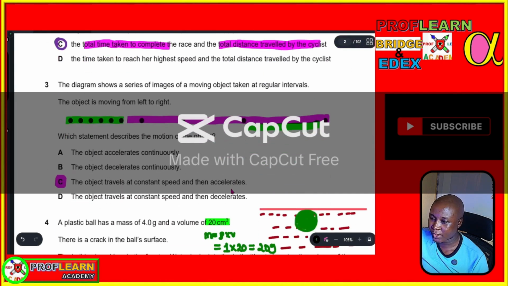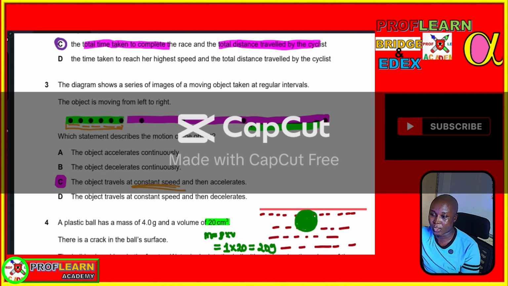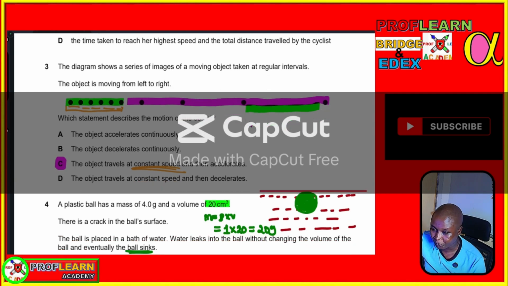The diagram shows a series of images of a moving object taken at a regular interval of time, and you can see here we are having equal distances. From here to this we have equal distance, so that means that the object was moving at a constant speed at that point. And then here the distance is increasing, so meaning the object started increasing its speed. That's why you can see the dots quite spaced out. So the object traveled at a constant speed and then accelerates.